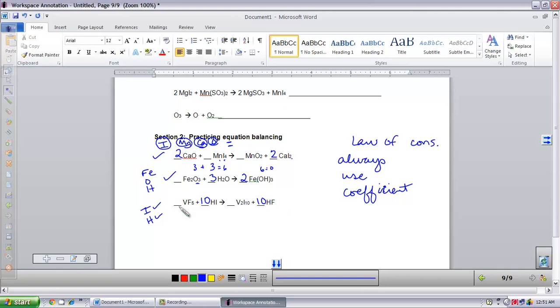Well, when I go over here, I don't want to put a 10 in front of this. I want to put a 2 because 2 times 5 is 10. And that equals the number over here. So my fluorines are good. The last thing are my vanadiums. I have 2 of these and 2 of those. So they balance. So I'm good.